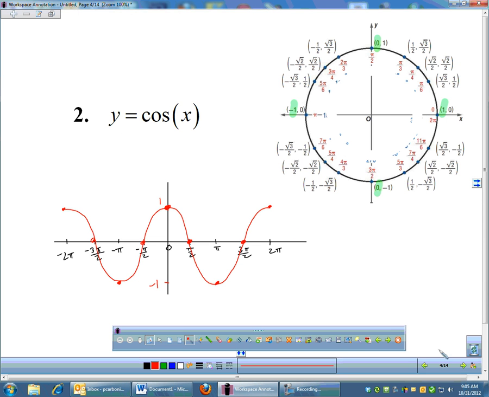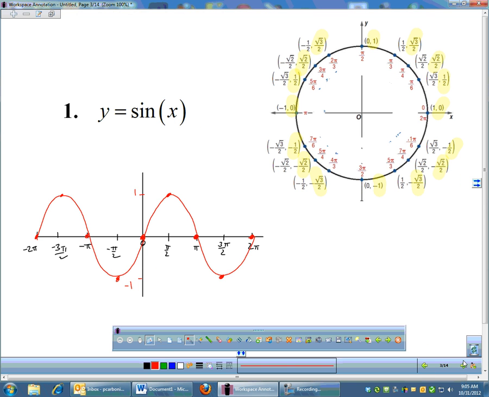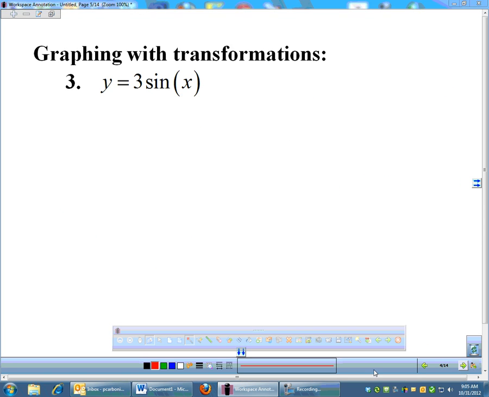Okay, so there's our basic graph of cosine x, and this is the basic graph of sine x. You need to know those. If we're going to do some transformations, well, for this one, number 3 here, we're actually going to start with that same graph of y equals sine x, except we have a transformation here. I have 3 times my function. That 3 is not inside with the x.